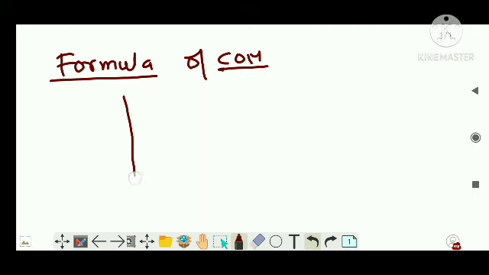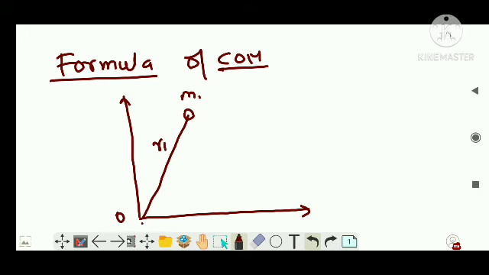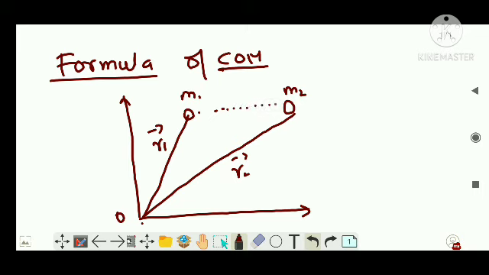Okay, suppose we are going to take an axis. Let's say this is the origin here. Let's say m1 is at a position r1 from the origin, and there is another mass m2 at a position of r2 vector. Both of them are vectors: position vector r1 for m1, and position vector r2 for m2. Let's say this is the line joining these two masses, clear? So its center of mass obviously will be lying in between them.